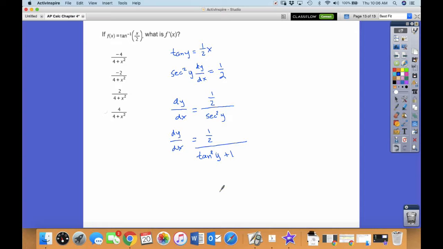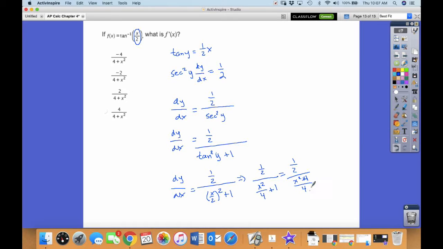Now this time I'm going to go ahead and use a shortcut because I know automatically that the tangent inverse and the tangent will cancel. So that's going to give us dy dx equals 1/2 over x over 2 squared plus 1. So that gives us 1/2 over x squared over 4 plus 1. And now, just like the last one, we need common denominators. So we're going to make this 1/2 over x squared plus 4 over 4.